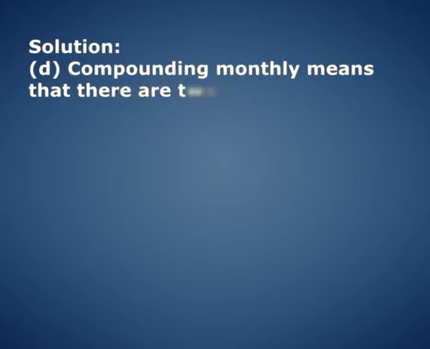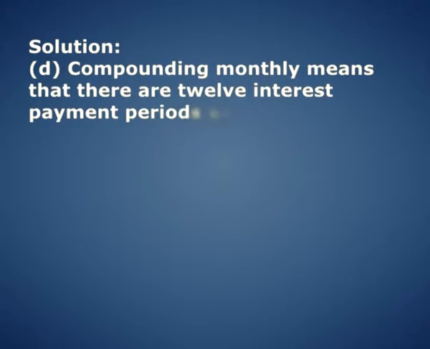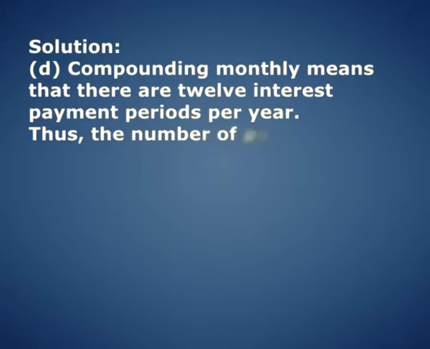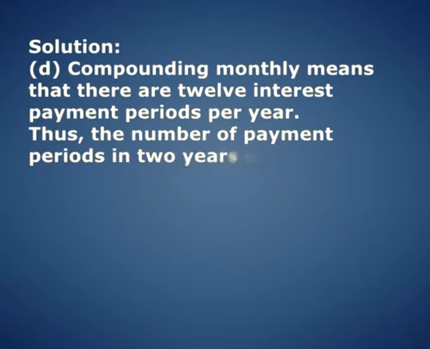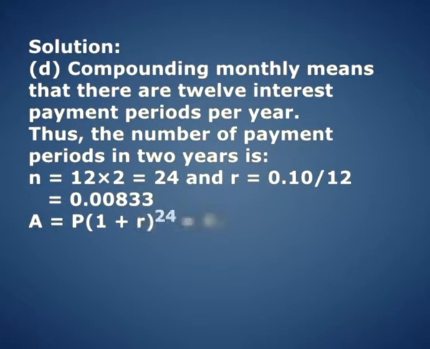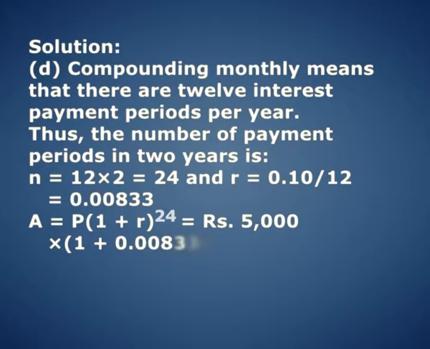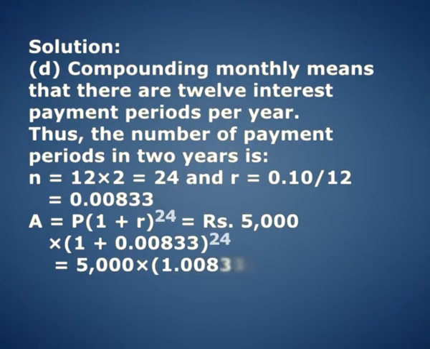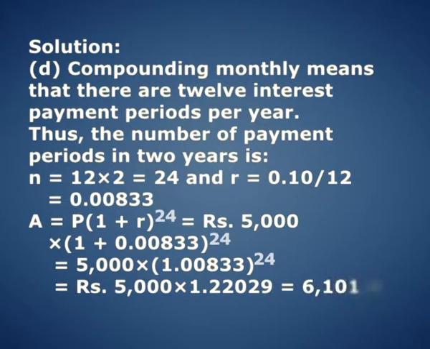Now let's come to the last part. Compounding monthly means that there are 12 interest payment periods per year. Thus, the number of payment periods in 2 years is going to be n equals 12 into 2, so that is equal to 24, and r is equal to 0.10 divided by 12, so that is equal to 0.00833. So the amount can be calculated as P times 1 plus r to the power 24. That is equal to rupees 5,000 into 1 plus 0.00833 to the power 24. So that is equal to 5,000 into 1.00833 to the power 24.